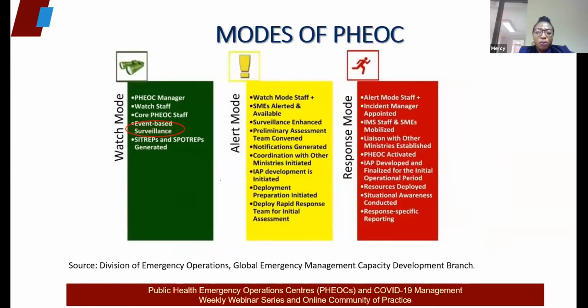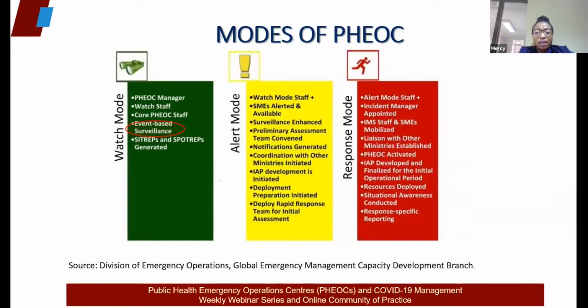As we all may be aware, the Public Health Emergency Operations Center has 3 modes: the watch mode, the alert mode, and the response mode. Certainly all the EOCs in Africa should be in the response mode for COVID-19. However, they should be in the watch mode for other pathogens, especially the unknown pathogens. In the watch mode, we have mainly pre-incident activities, and the EOC operates with minimal staff to conduct routine and daily activities.